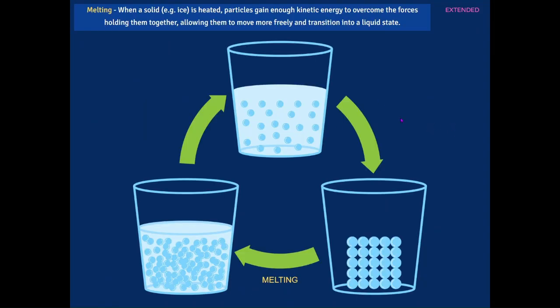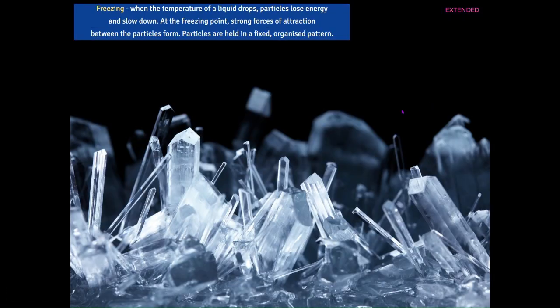So when we think about melting, like ice is heated, the particles gain enough kinetic energy to overcome the forces holding them together, allowing them to move freely and transition into the liquid state. So the ice, you give it enough heat energy, which is, yes, kinetic energy. Heat is a form of kinetic energy. It will overcome those intermolecular forces and start to move past itself, right? It will melt and become a liquid.